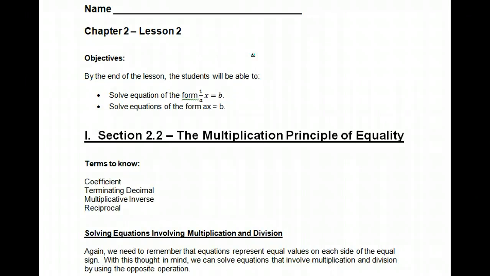In this lesson, we're going to focus on solving equations in the form 1 over x equals b, as well as equations in the form of ax equals b.